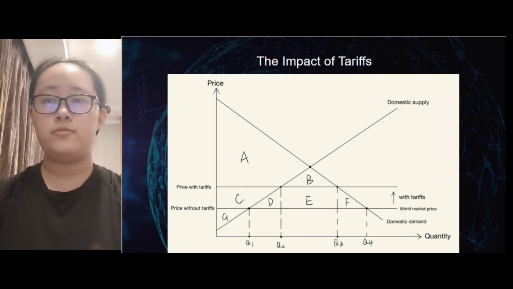However, when the government started collecting tariffs, the price increased. The change of price will influence the consumer and producer. As the tariffs increase the price, it reduced domestic demand from Q4 to Q3, and increased domestic supply from Q1 to Q2. So the consumer surplus decreased to A plus B, but the producer surplus increased to C plus G. The government revenue is E, and deadweight loss is D plus F.